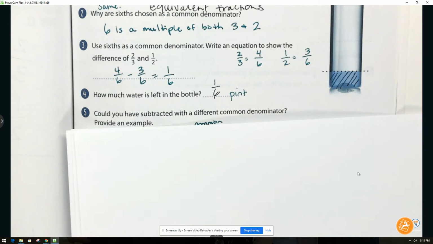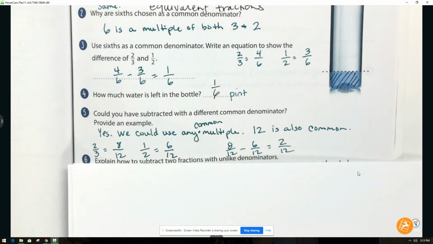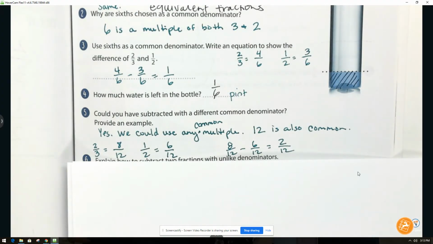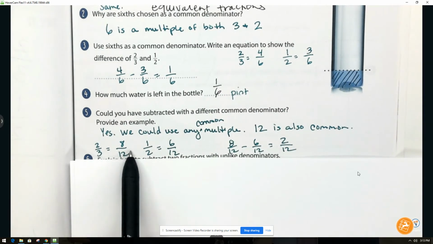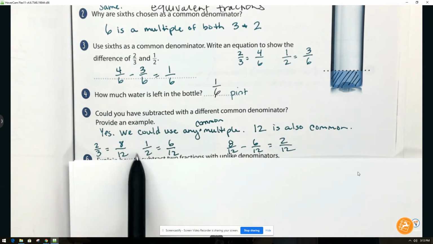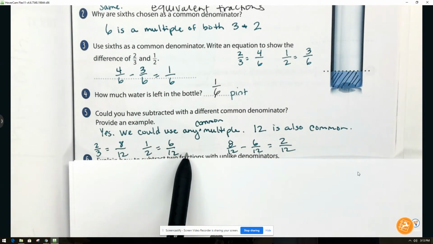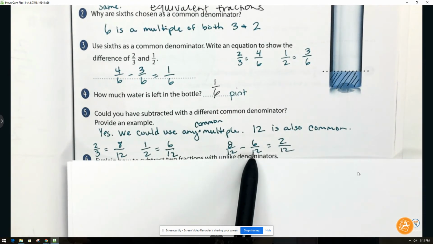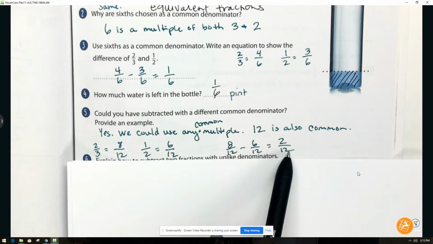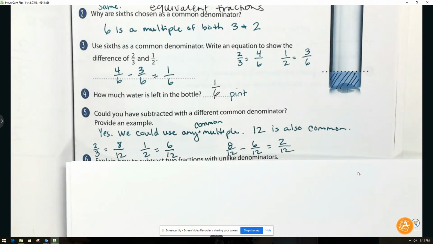So could you have subtracted with a different common denominator? Provide an example. There are more multiples that 2 and 3 have in common than just 6. So yes, we could use any common multiple. In this case, 12 is also a common multiple of both 3 and 2. 2/3 is the same as 8/12, and 1/2 is the same as 6/12. So 8/12 minus 6/12 equals 2/12. So we could have used 12 as a common multiple.